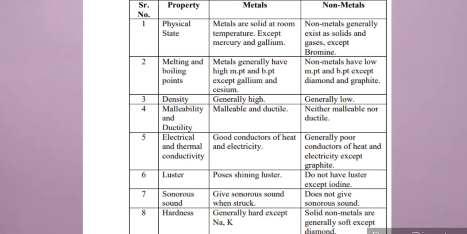Third, we have hardness and strength. Metals are generally hard and very strong as compared to non-metals, which are generally soft. The exception again is the metal mercury. It is soft, and a non-metal, diamond, is the hardest known element. So there are exceptions, but on a general note, metals are hard and strong, non-metals are very soft.